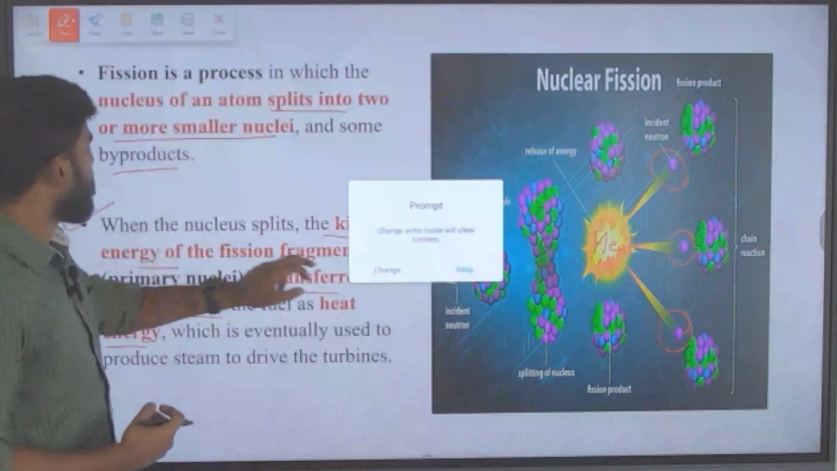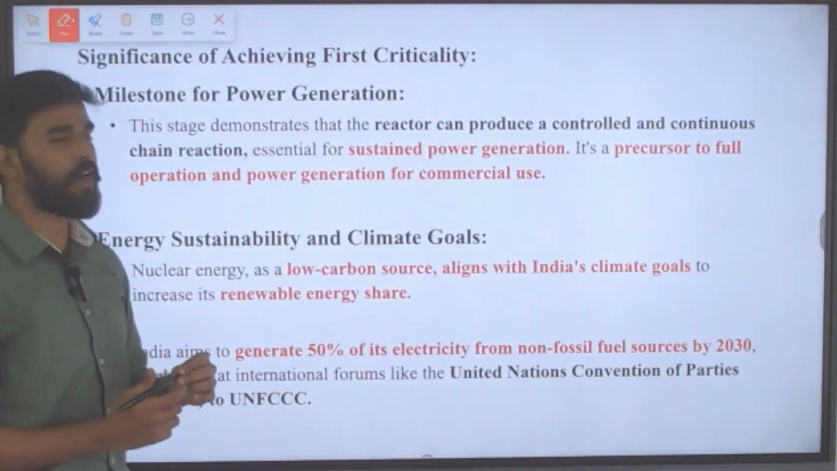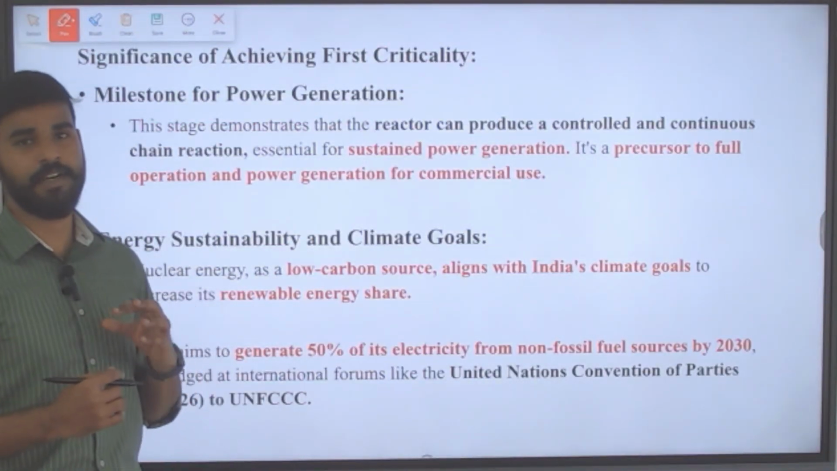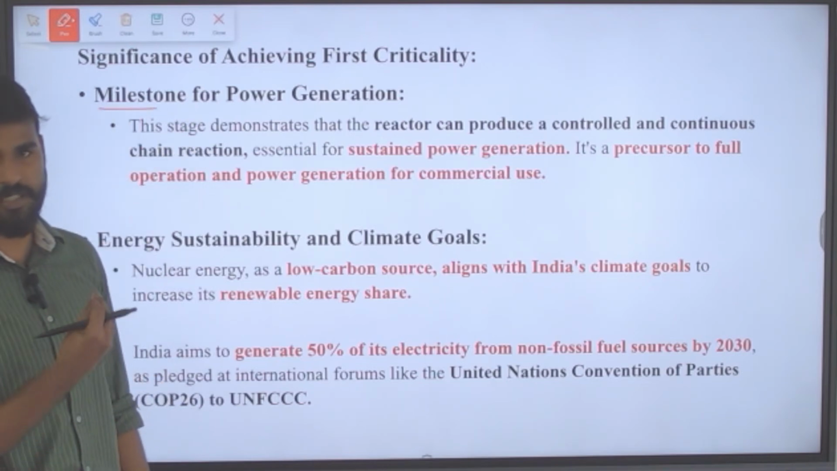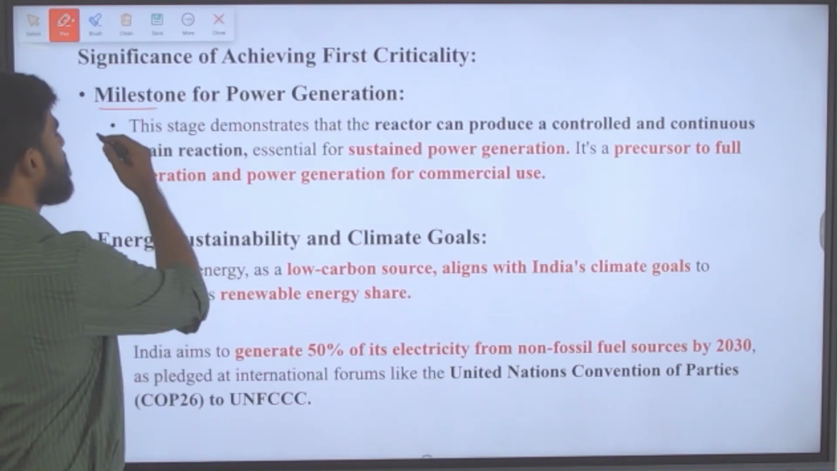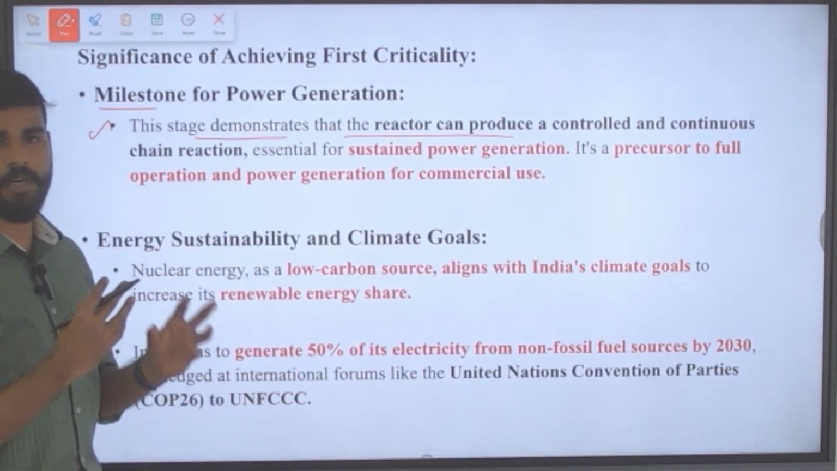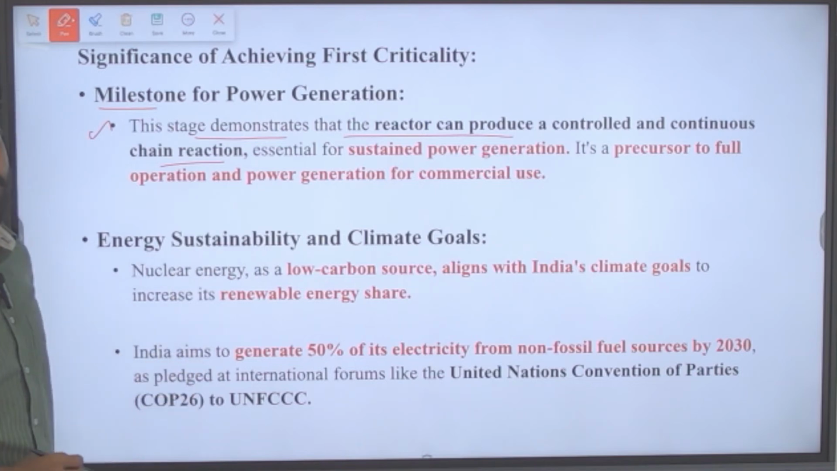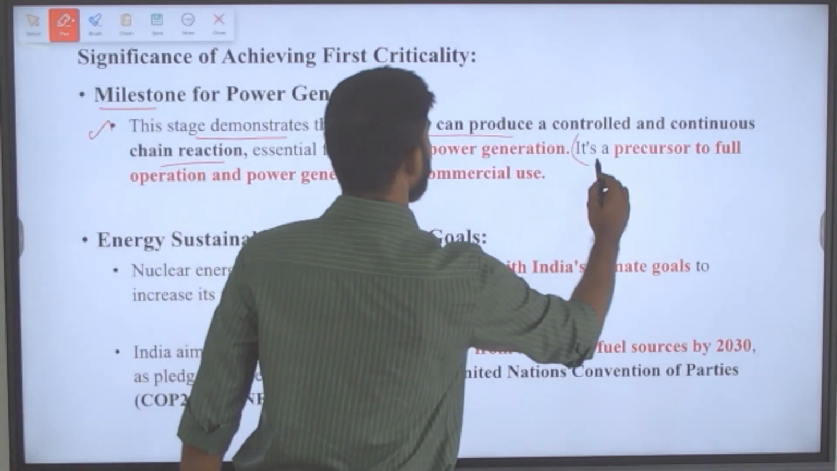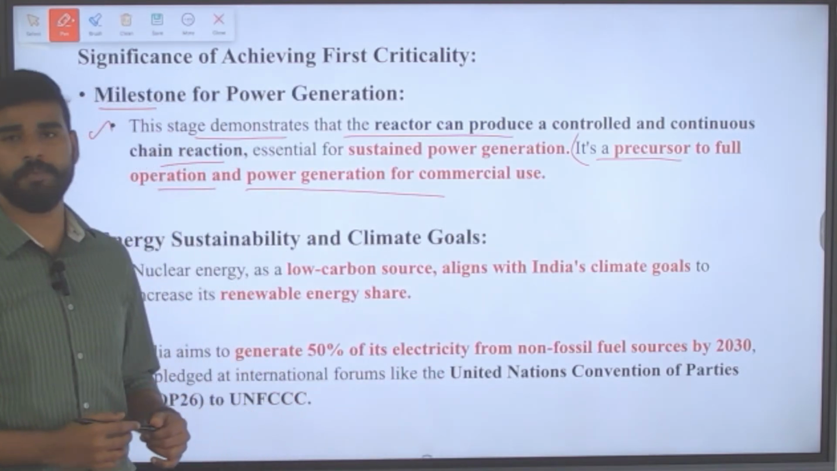What else do we have to understand? What is the significance of achieving criticality? That we need to know. First, it is the milestone for power generation. This stage demonstrates that the reactor can produce a controlled and continuous chain reaction essential for sustained power generation, and it is a precursor to full operation and power generation for commercial use.